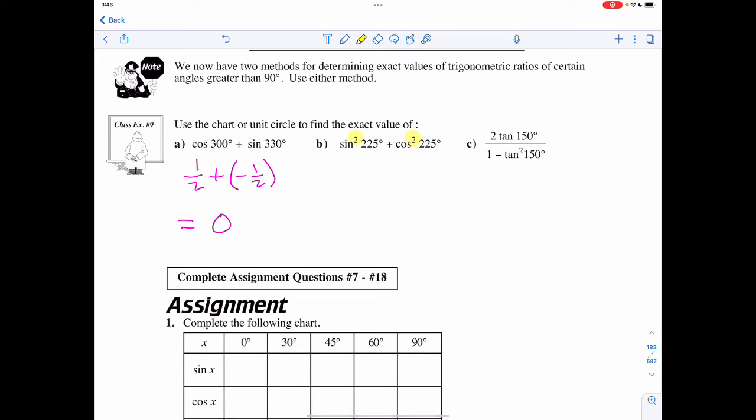Now, whenever it has a superscript of squared, it means that I'm taking the exact value of that ratio and I'm squaring it. So if it says sine of 225 squared plus cos of 225 squared, what that actually means is take the exact value of sine of 225, or negative root 2 over 2, and square it. Take what cos of 225 is, which also happens to be negative root 2 over 2, and square it.